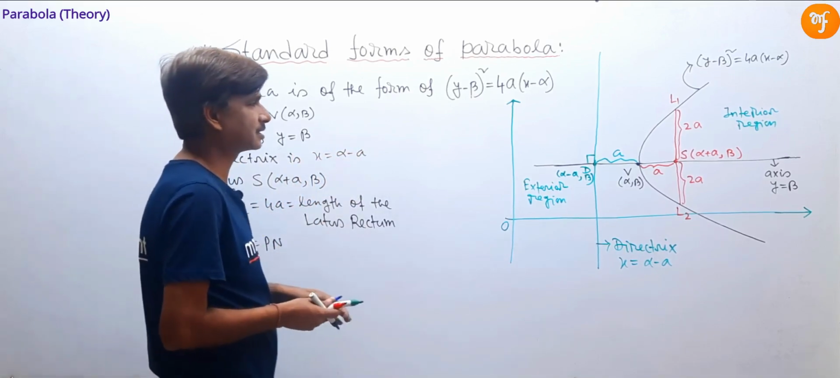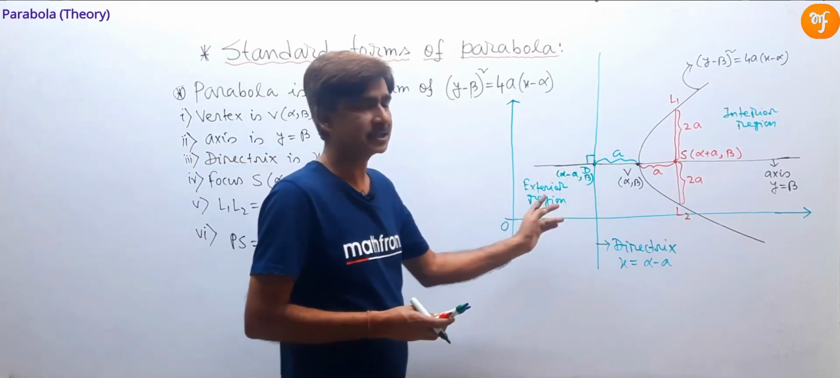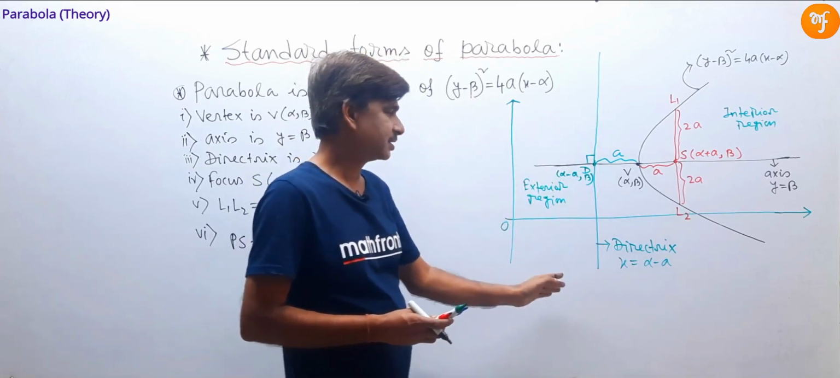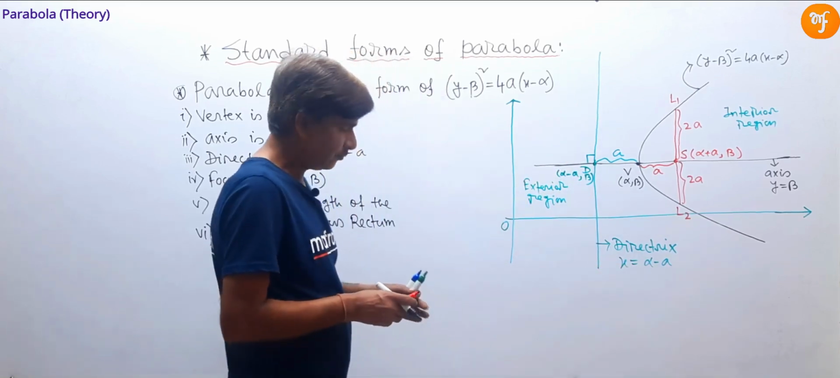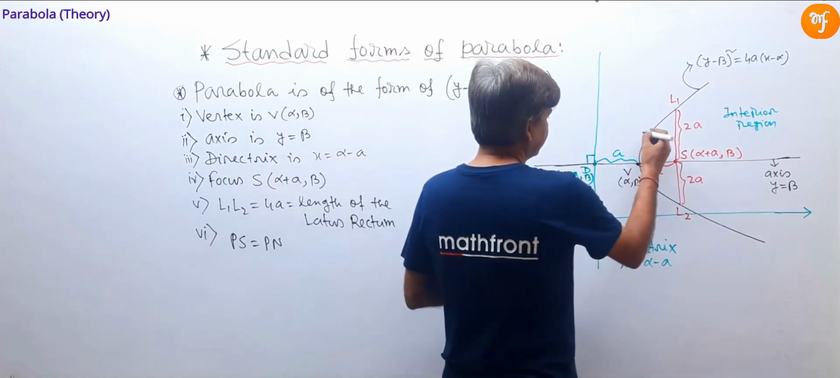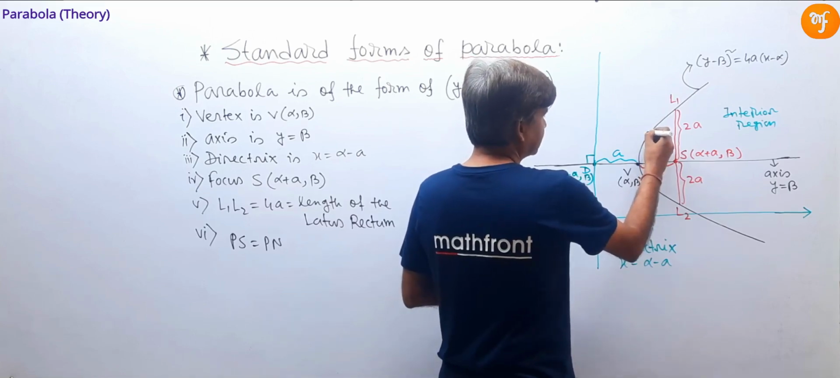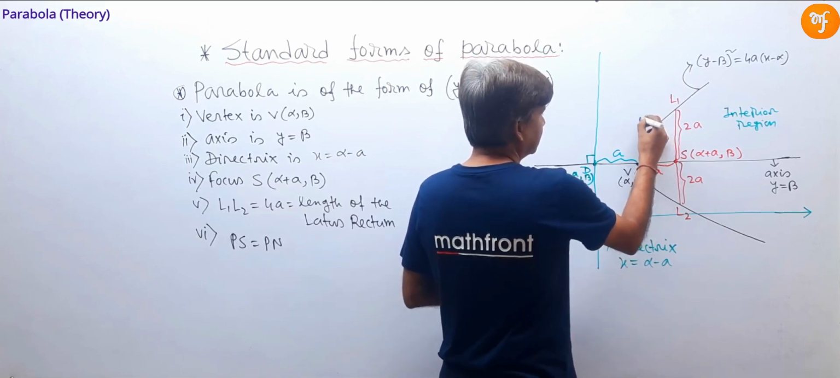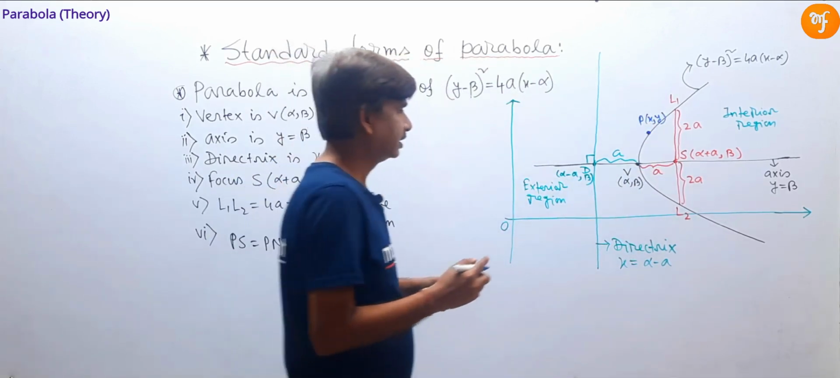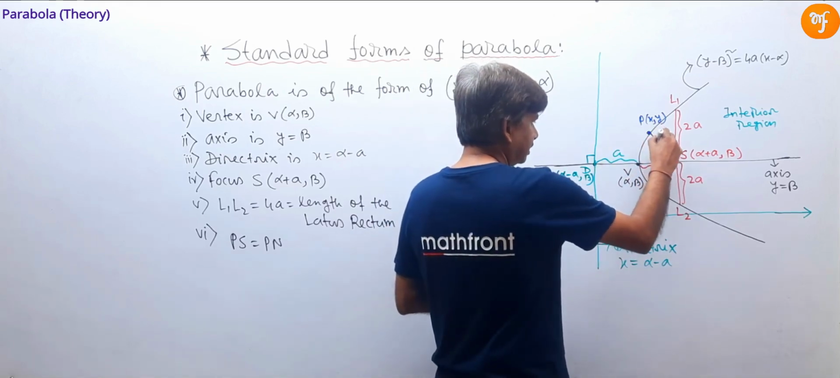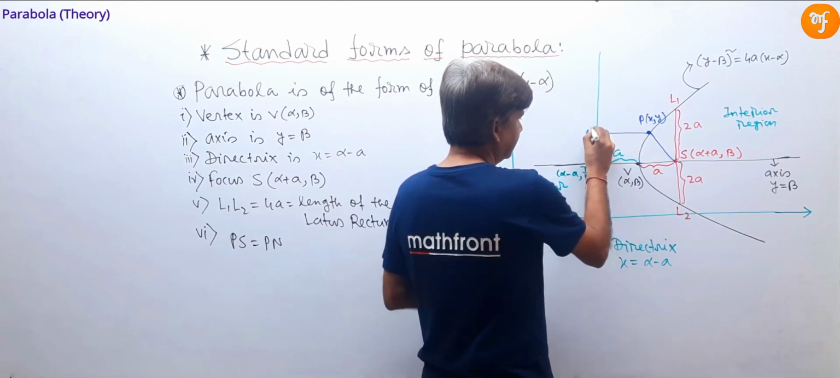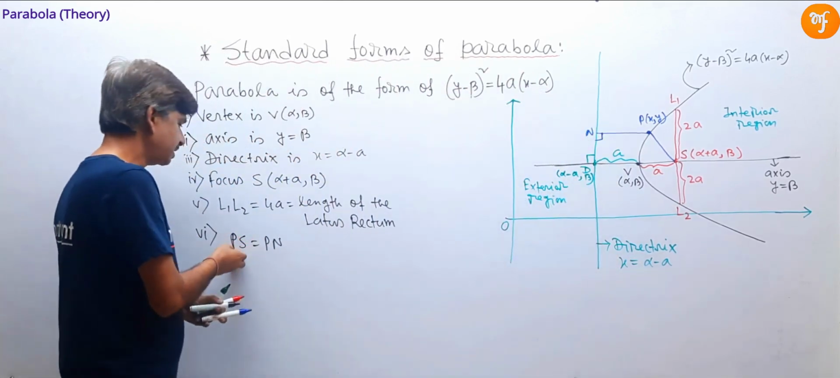So the directrix is parallel to the y-axis and passing through the point alpha minus a comma beta. That is why the equation of the directrix is x is equal to alpha minus a. If we assume any point P on this parabola whose coordinate is x comma y, P is the moving point, then according to the definition of the parabola, this PS should be equal to PN. So that is why here also PS is equal to PN.